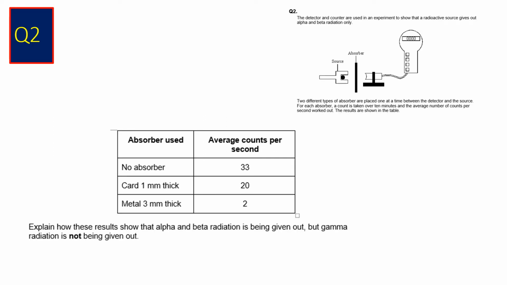So looking at this table, when no absorber was used, there was an average count of 33 per second. When they used 1 mm thick card, that count dropped down to 20 counts per second. And when they used a relatively thin 3 mm thick piece of metal, there was only a count of 2 per second. You're then asked to explain how these results show that alpha and beta radiation is given out, but gamma radiation is not being given out. So how might those results give you a clue?